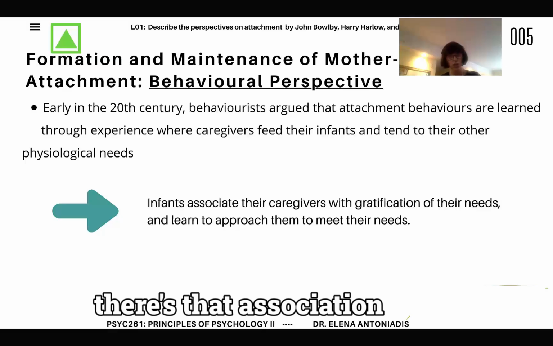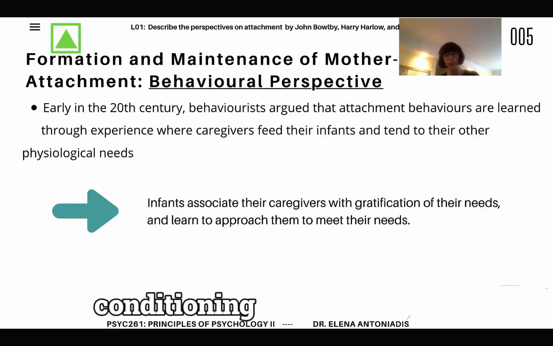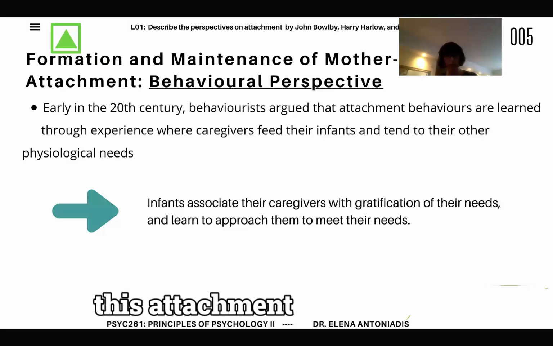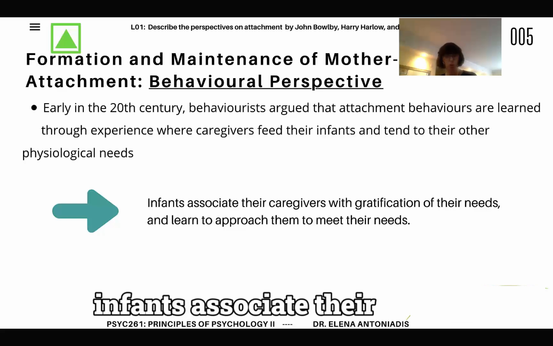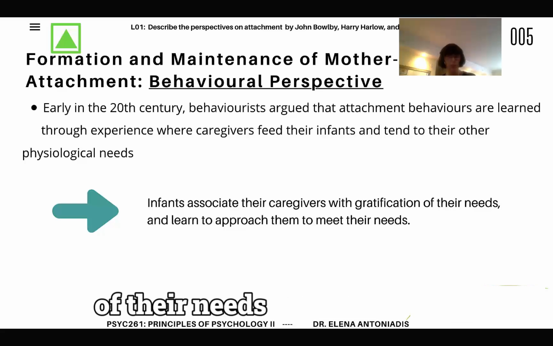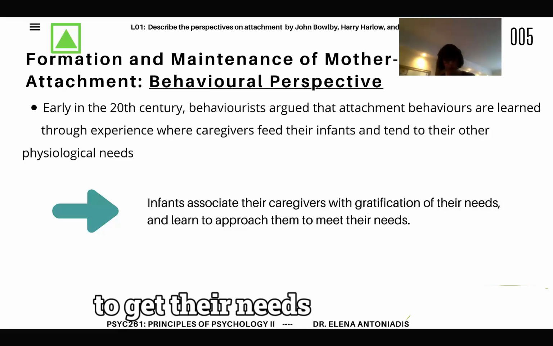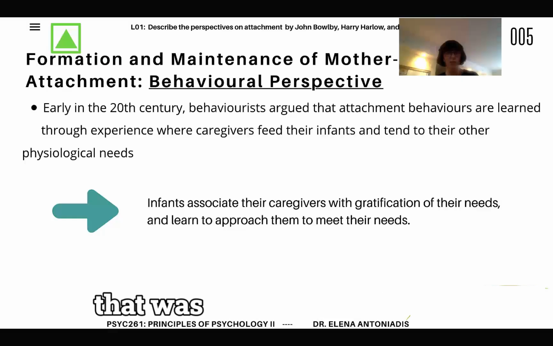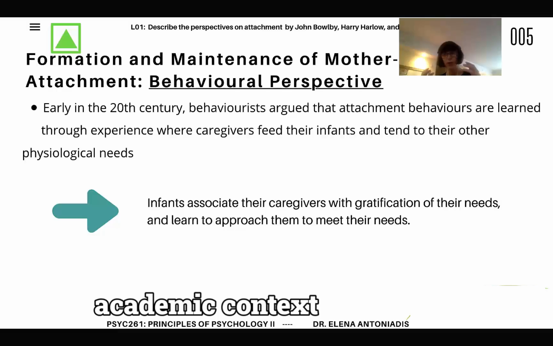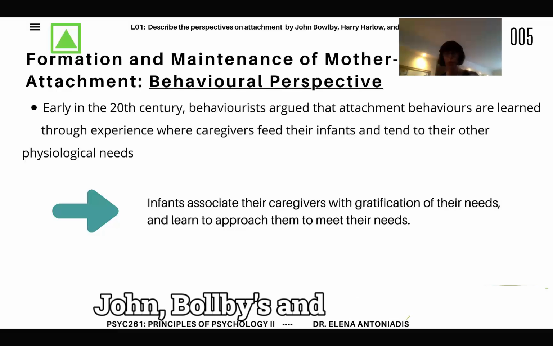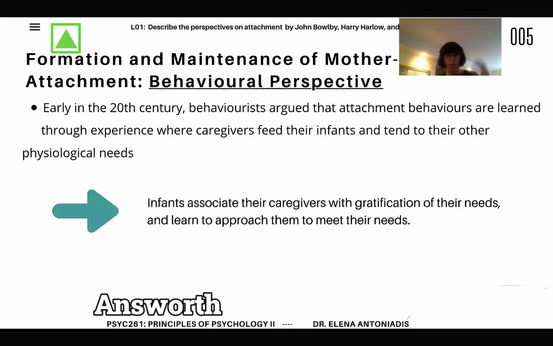So there's an association, a sort of operant conditioning or instrumental learning that underlies the formation of this attachment or bond. So according to the behavioral perspective, infants associate their caregivers with gratification of their needs, and they learn to approach them to get their needs met. So that was the theory, or the academic context, in which John Bowlby's and Harry Harlow's and then Mary Ainsworth's work took place.